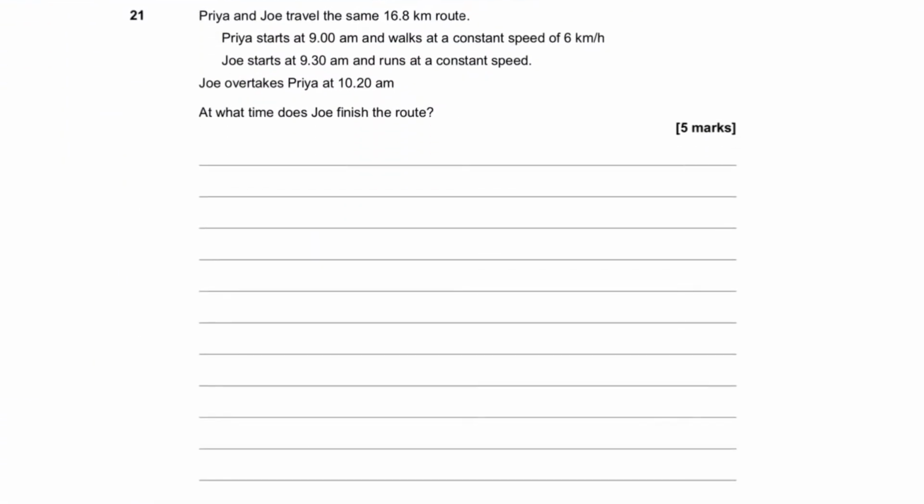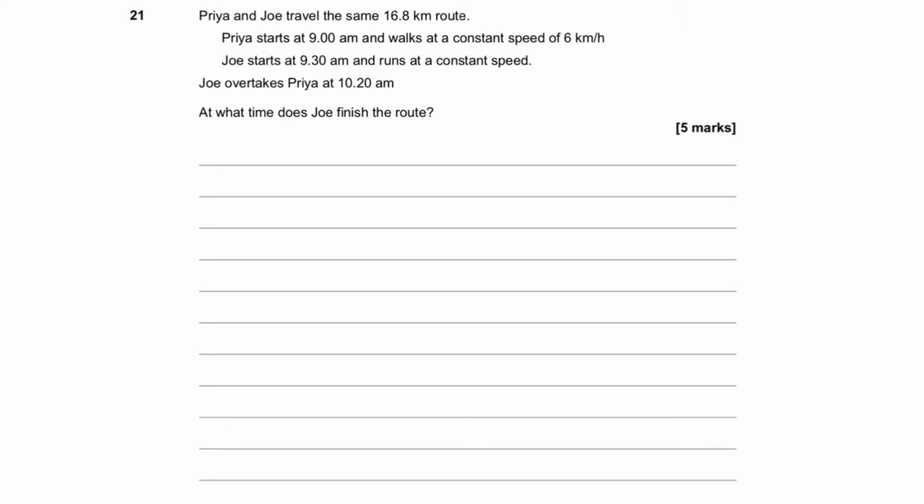For example, Priya and Joe travel the same 16.8 kilometre route. Priya starts at 9 o'clock and walks at a constant speed of 6 kilometres per hour. Joe starts at 9:30 and runs at a constant speed. Joe overtakes Priya at 10:20. What time does Joe finish the route?